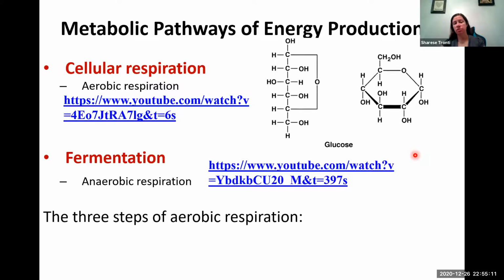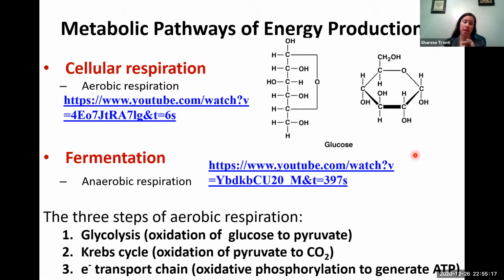First, talking about cellular respiration or aerobic respiration. I do want you guys to watch these videos on your own. I'm not going to watch them here. We're going to move on to aerobic respiration. There's 3 steps. Glycolysis, which is the oxidation of glucose to pyruvate. Krebs cycle, oxidation of pyruvate to carbon dioxide. And the electron transport chain, which is the 3rd step, which is the oxidative phosphorylation, which we just saw was one of the ways to produce ATP.